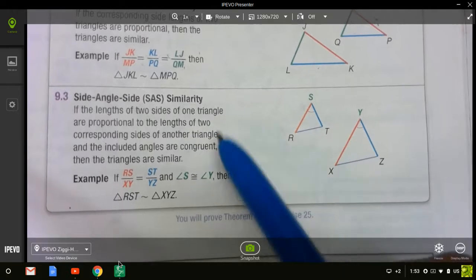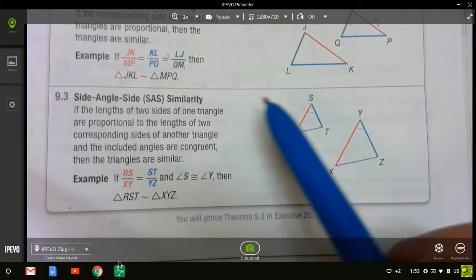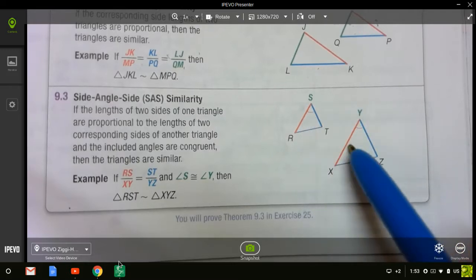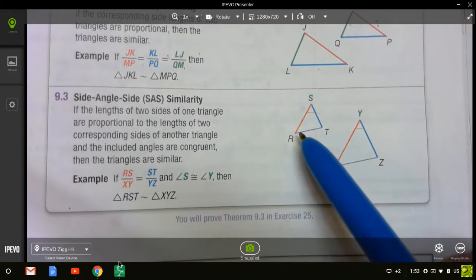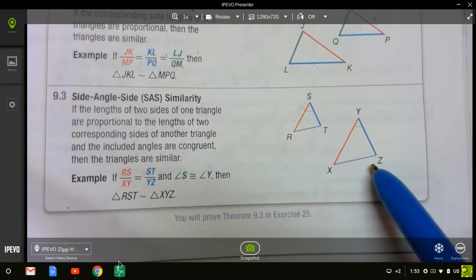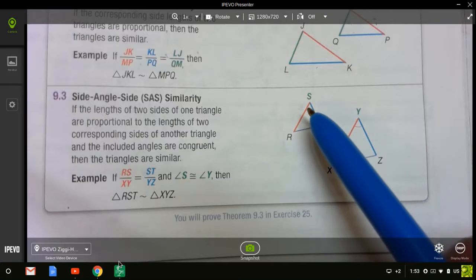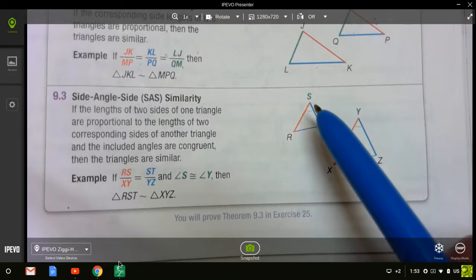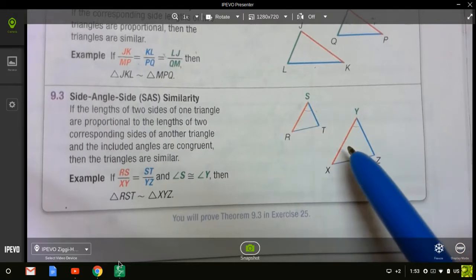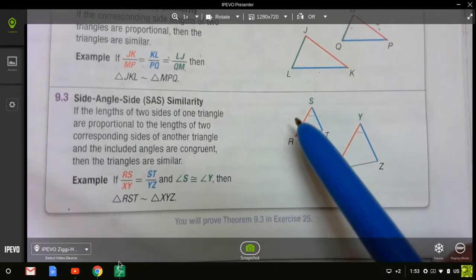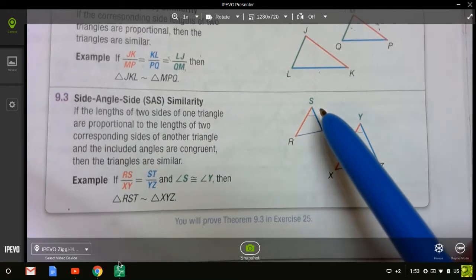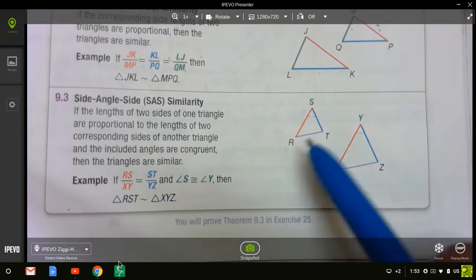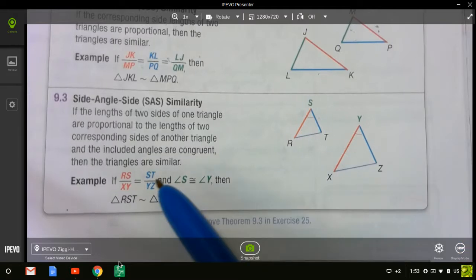Another way of doing this is the angle-side similarity. So let's say that we were only given information for two side lengths of these two triangles, and not the third one. We don't know anything about RT and XZ. We can say that SR and YX are corresponding sides. They make a ratio, and that ratio is going to be equal to the ratio that the corresponding sides ST and YZ make. ST and YZ make a ratio, and they are equal to each other.